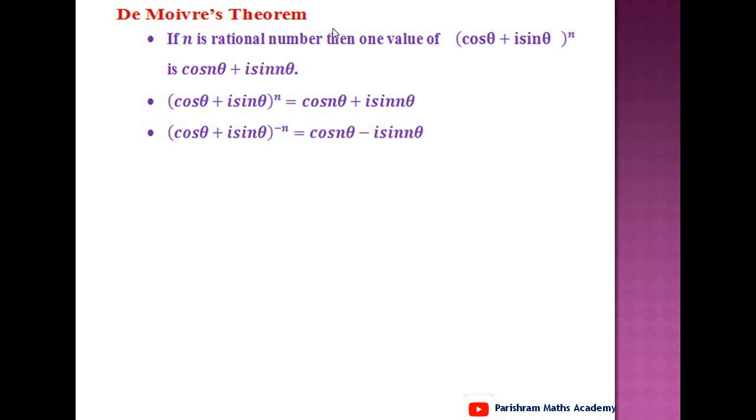First, De Moivre's theorem. The statement of De Moivre's theorem is, if n is a rational number, then one value of (cos theta plus I sin theta) to the power n is cos of n theta plus I times sin n theta. This is the statement of De Moivre's theorem. And therefore, for any rational number, the value of (cos theta plus I sin theta) to the power n is the same as cos n theta plus I times sin n theta. (cos theta plus I sin theta) to the power minus n is equal to cos of n theta minus I times sin of n theta.